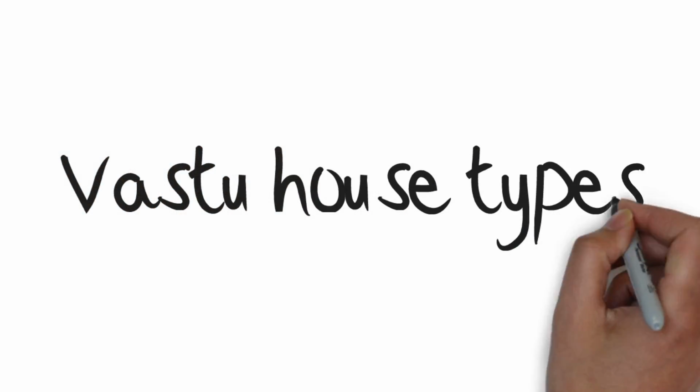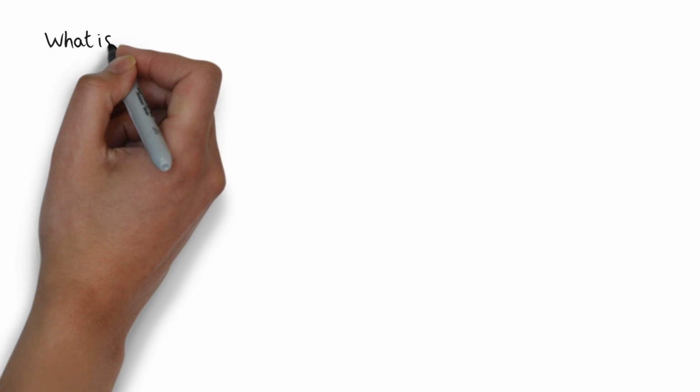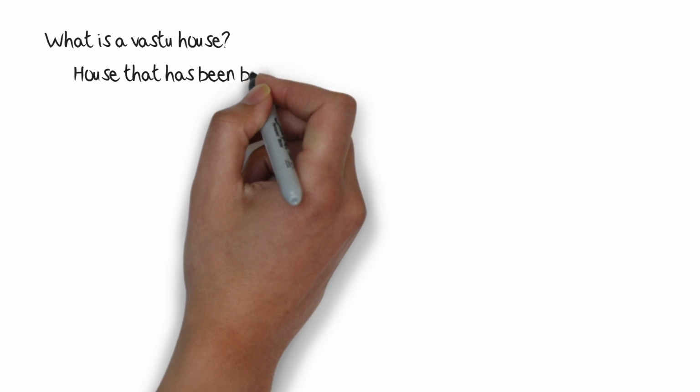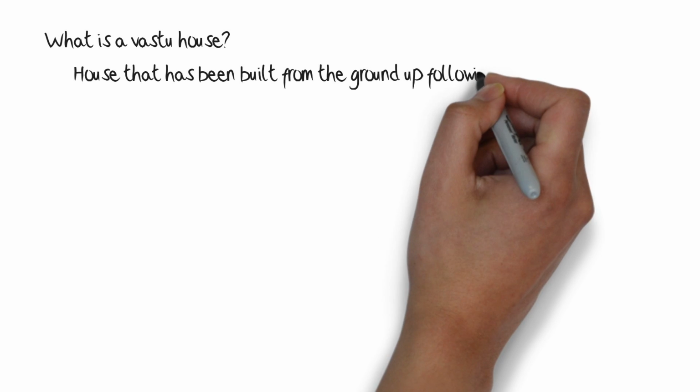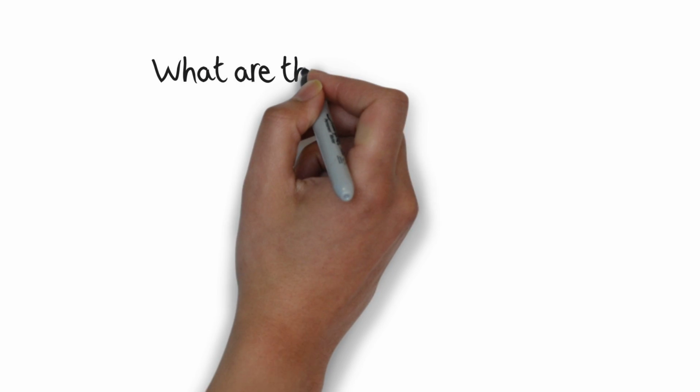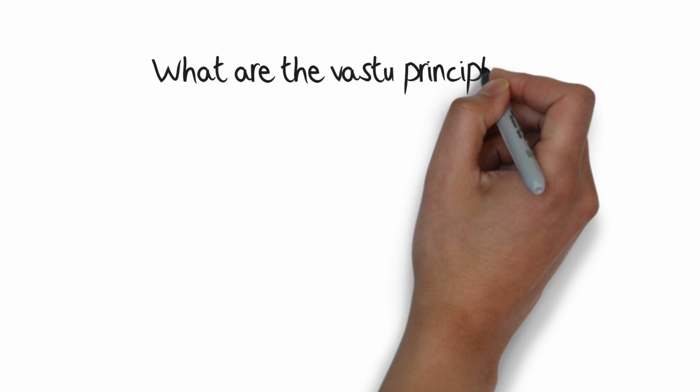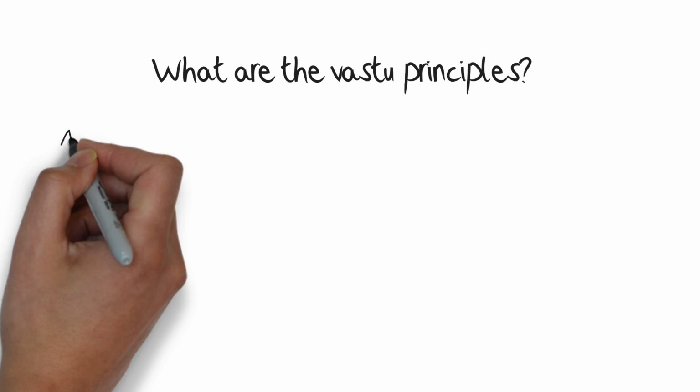Vastu house types. What is a Vastu house? It is a house that has been built from the ground up, following Vastu principles. What are the Vastu principles? There are many, but here are a few.